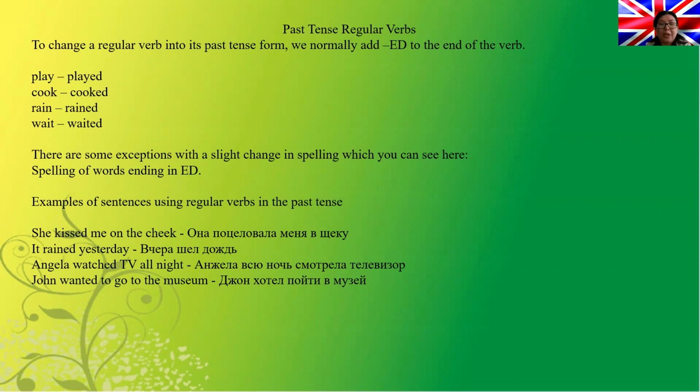For example, she kissed me on the cheek. Она поцеловала меня в щеку. It rained yesterday. Вчера шел дождь. Angela watched TV all night. Angela всю ночь смотрела телевизор. John wanted to go to the museum. Джон хотел пойти в музей.